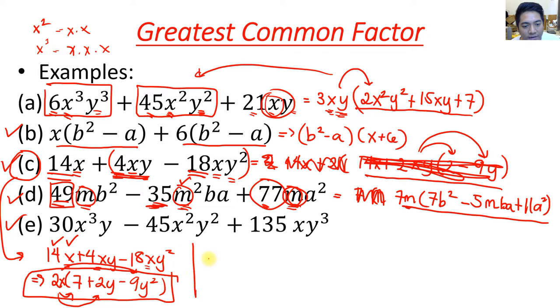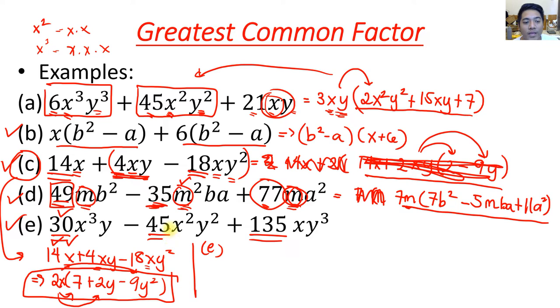And lastly, for letter E, we look for common factors for 35, 30, 45, and 135. Let us see if 135 is divisible by 15. I think 30 is divisible by 15, 45 is divisible by 15, and 135 is also divisible by 15. 15 times 9 is 135. So they all have a greatest common factor of 15 for the coefficient.